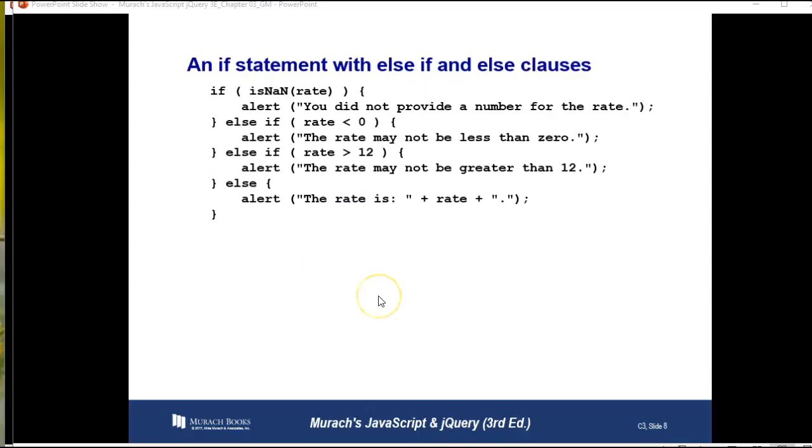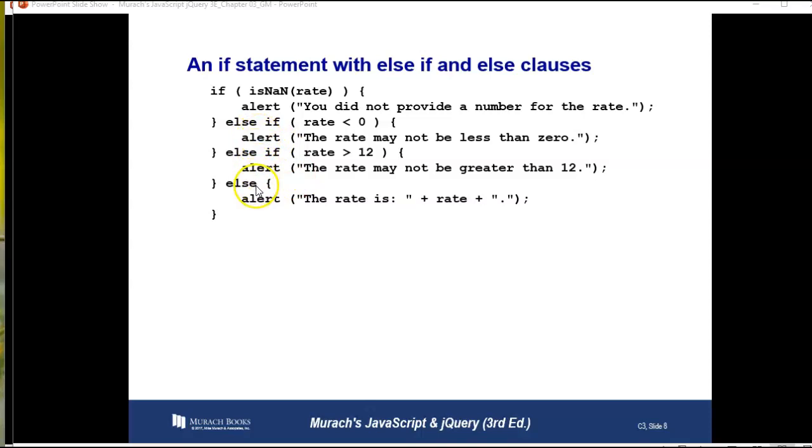Here's a more elaborate example of both is not a number and also else if to evaluate a variable called rate. Typically, else ifs are used to evaluate the same variable for multiple values. Keep in mind here that if this is true, it drops down to here, and it continues to follow this. If any one of these are false, you're going to have a pop-up box again saying it is false.